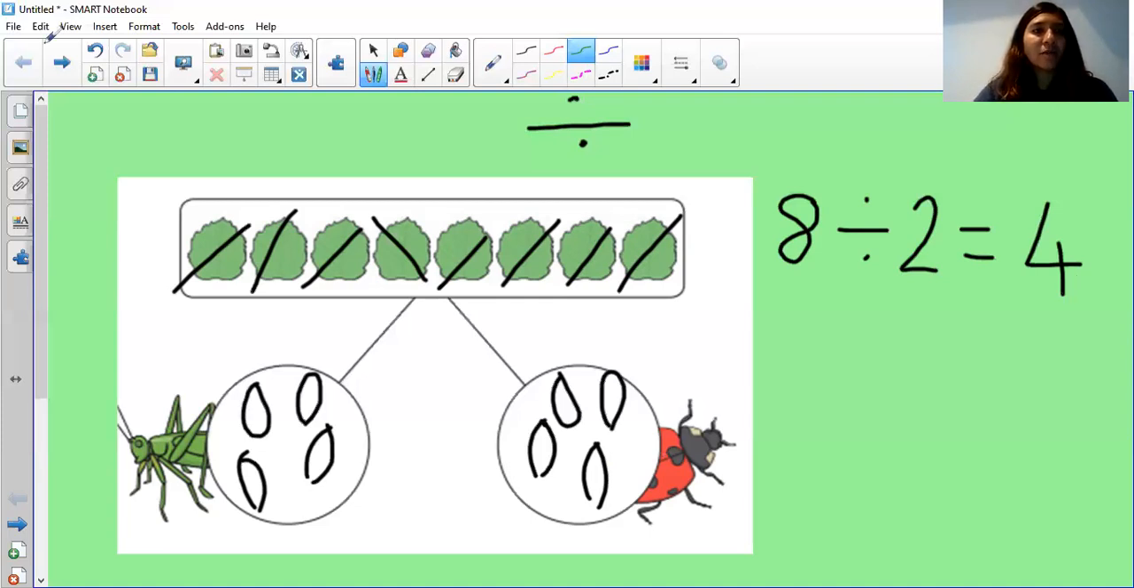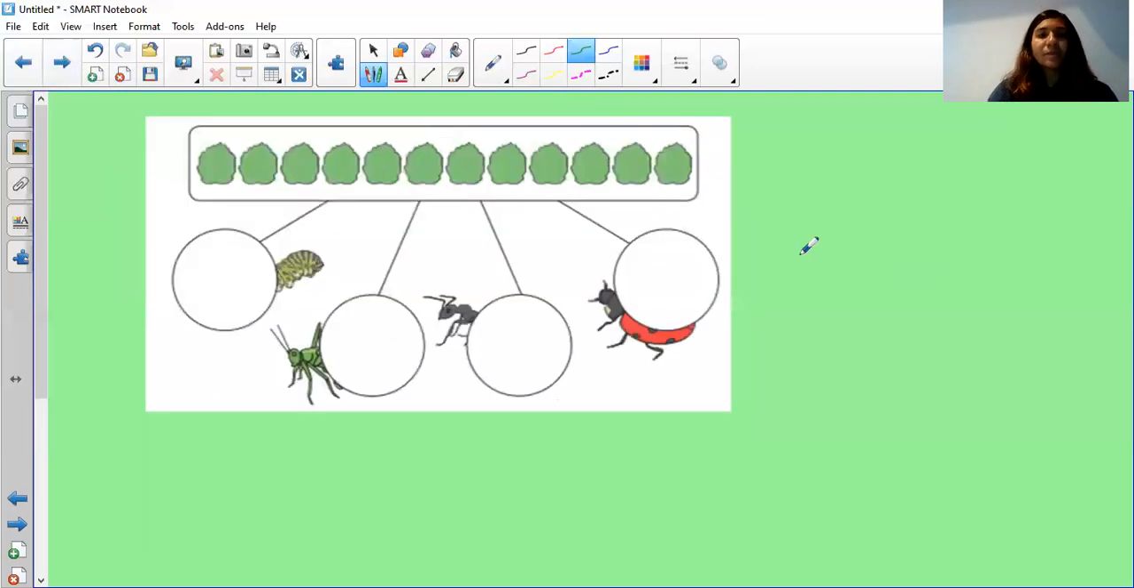Let's do one more example and then you can have a go. This time we're not sharing between 2 insects or 3. It looks like we are sharing between 1, 2, 3, 4 insects. We seem to have a caterpillar, grasshopper, an ant, and a ladybird. But what's the first thing we need to do? Count the number of leaves. So let's count. 1, 2, 3, 4, 5, 6, 7, 8, 9, 10, 11, 12.